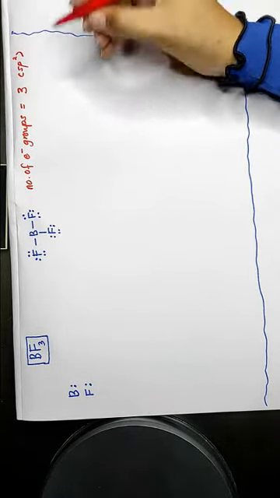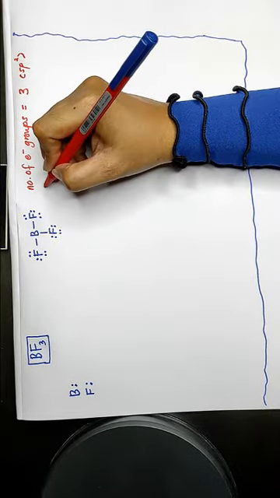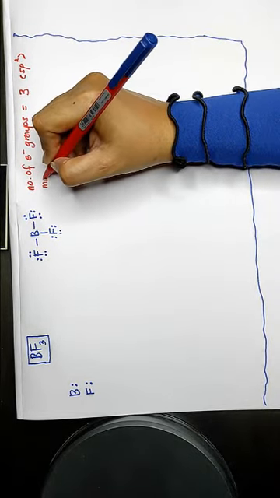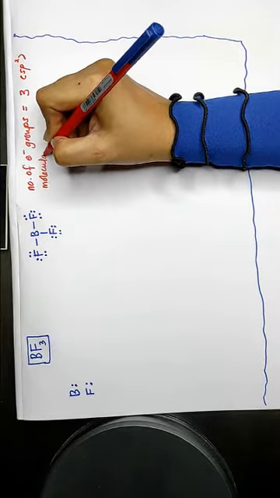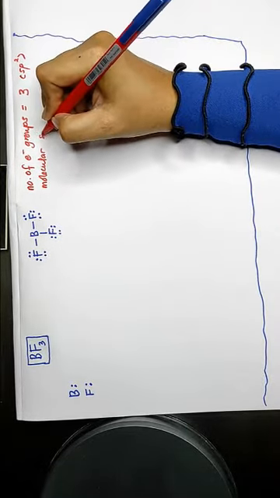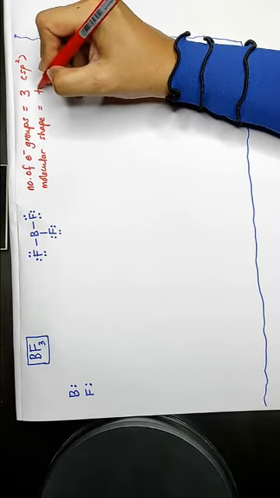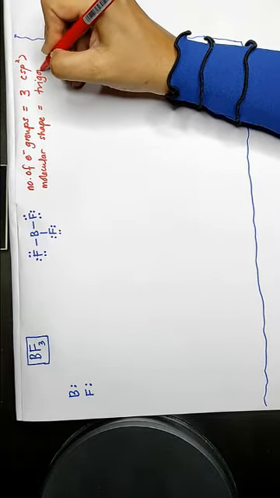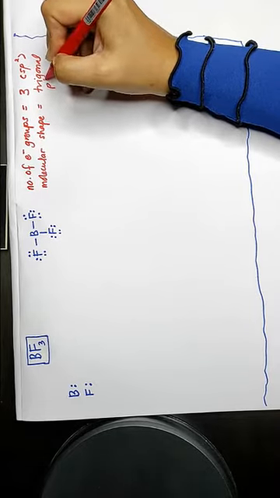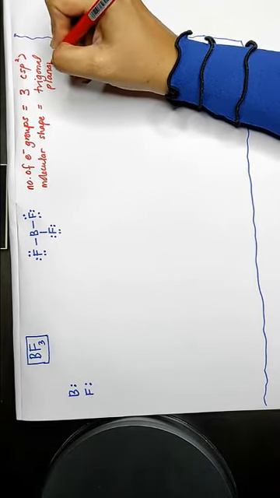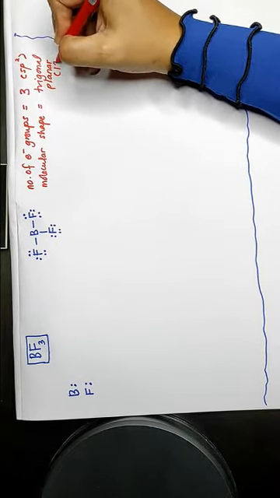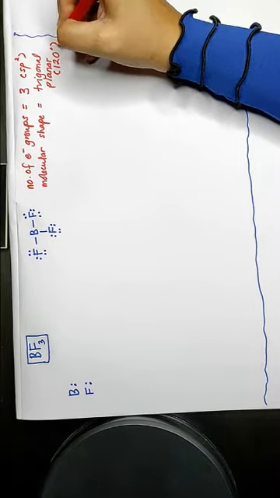hybridization, and according to VSEPR theory, the molecular shape of boron trifluoride is trigonal planar with bond angle 120 degrees.